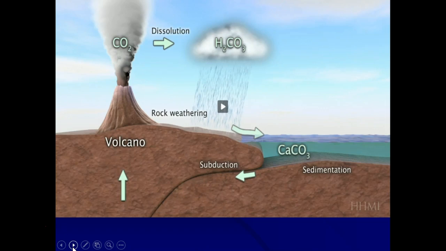So, where does our CO2 come from? Well, CO2 is part of magma. The molten rock, it's found in rocks. And when a volcano erupts, one of the things that comes out is carbon dioxide. Now, as you know, carbon dioxide in the atmosphere will actually produce carbonic acid. And there's our little carbonic acid. Carbonic acid comes down as rain.